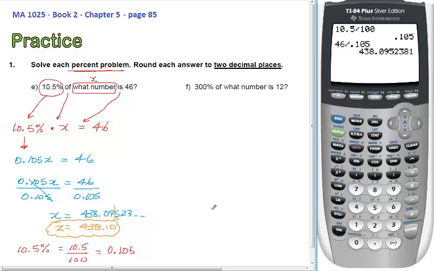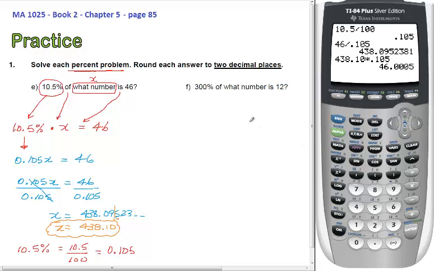Now, can we check it? Well, we can, but we won't get the exact answer, because if we take 438.10, I'm doing this on the calculator, and multiply it by 10.5%, 0.105, we should get 46. But we're not going to get exactly 46 because we rounded off. Now you can see we got very close, right? So you can check your answer that way.